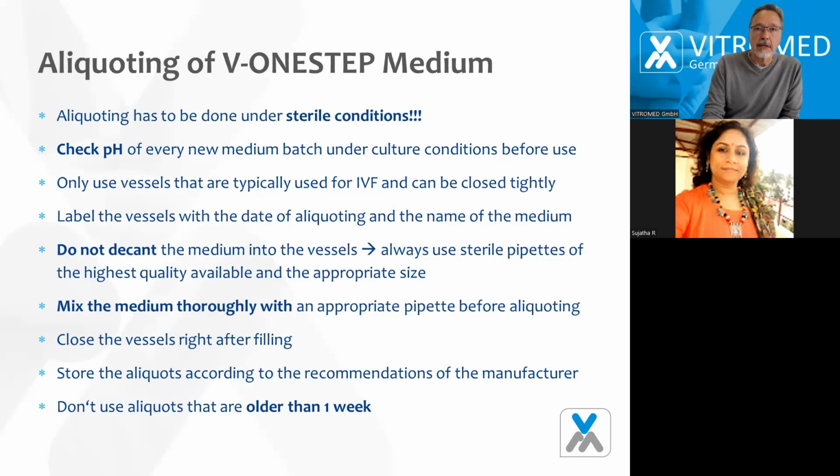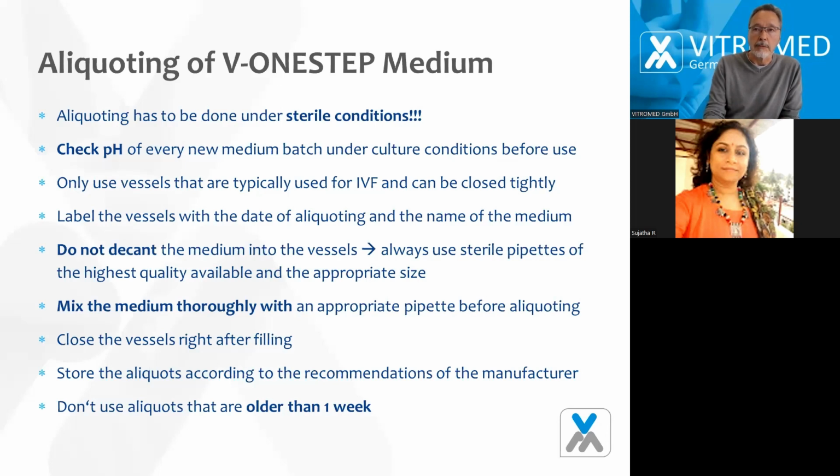Only use vessels that are typically used for IVF and can be closed tightly. So all the materials you use for that should have IVF standard. Label the vessels with the date of aliquoting and the name of the medium. And what is very important, do not decant the medium into the vessels. Some people take a tube and the original bottle and decant it directly into the tube. This is not good because you can bring in contamination, in spite of the fact that you work under a clean bench.